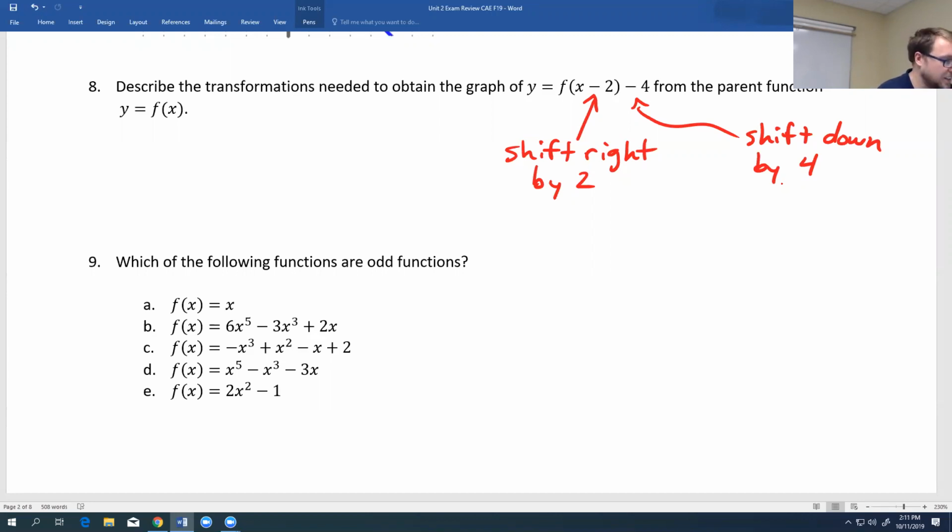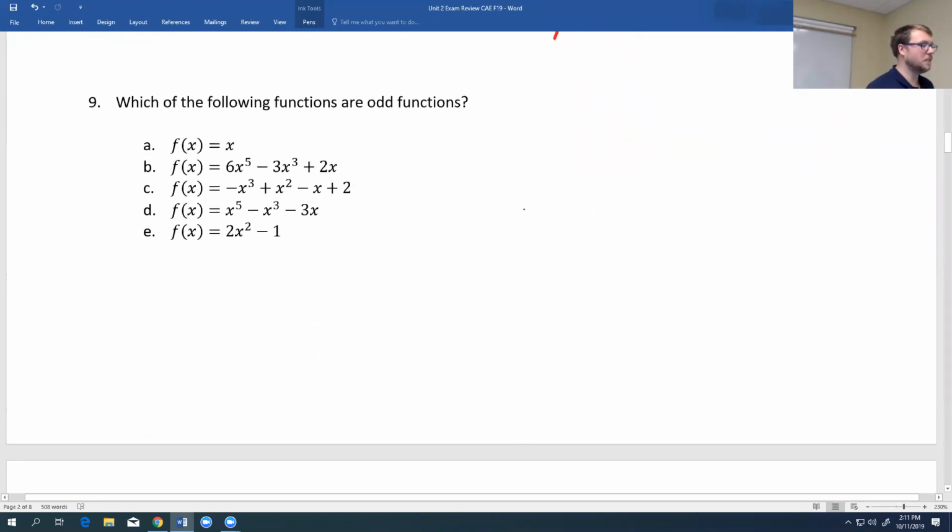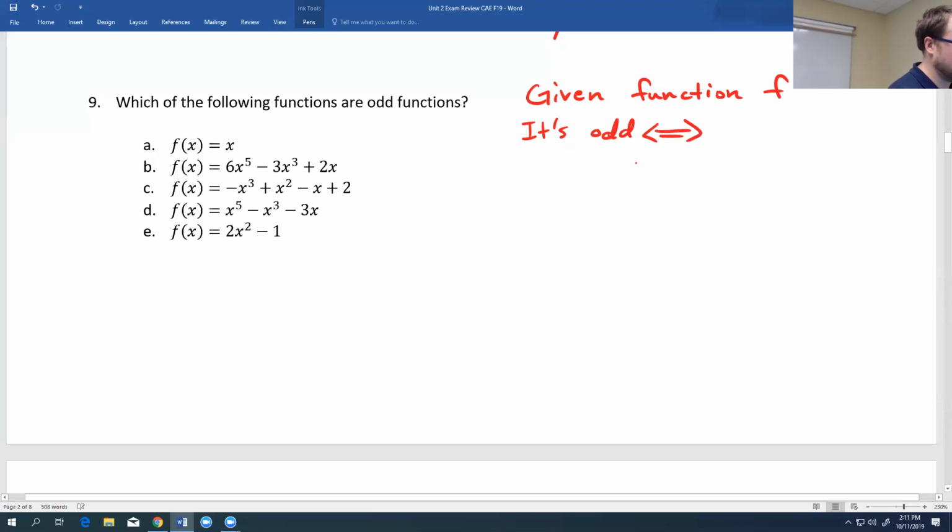Questions? Easy? Okay, which of the functions are odd functions? Okay, guys, I'm going to talk about even and odd functions for a minute. I don't know why I get so excited about them. Given a function f, so first it has to be a function, it's odd if f of -x is equal to -f of x.